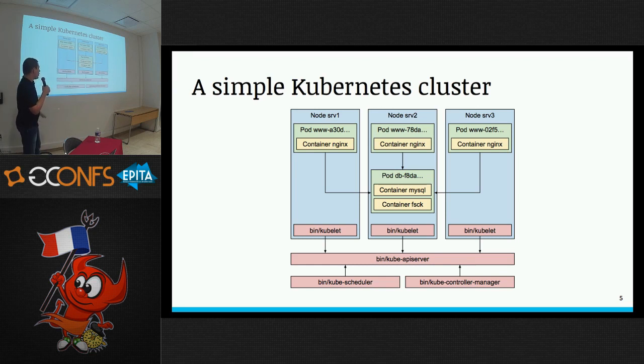So by default, the Kube API server doesn't have any event loops in it. It's just a static server. And the only thing it can do is keep track of what needs to be running on the cluster.